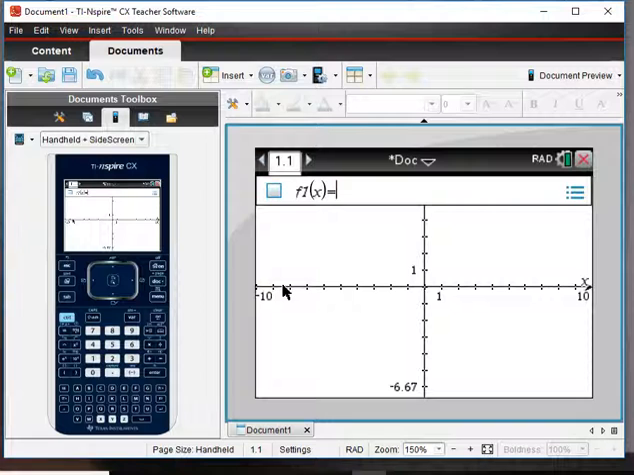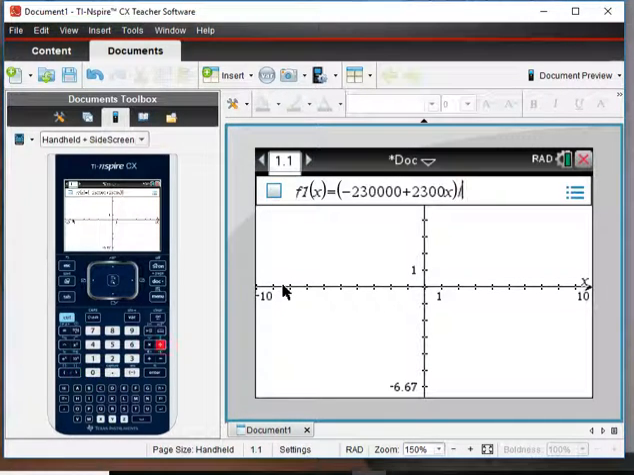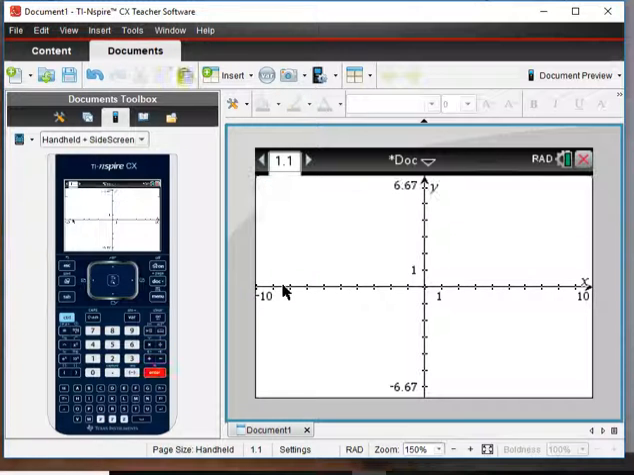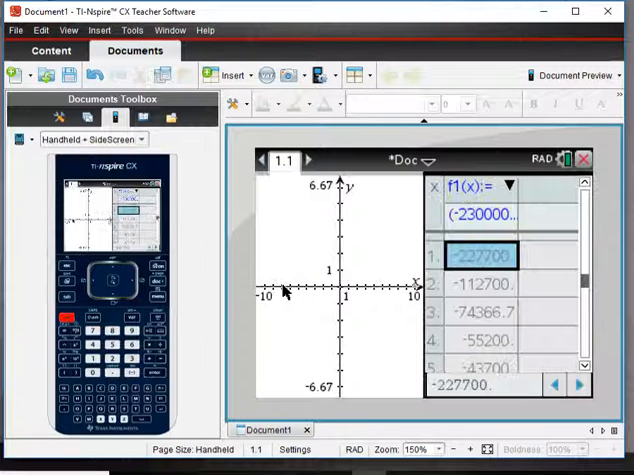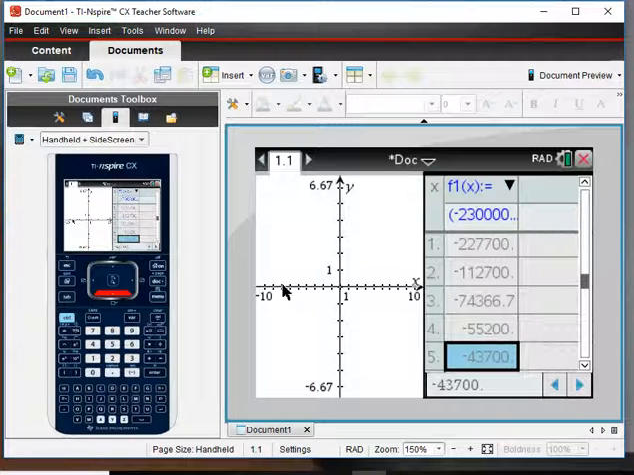So we're going to have in parentheses negative 230,000. Make sure you have enough zeros. Plus 2,300 x. And all of that is divided by x. And then we're going to hit enter to graph. And it's a very graph that's way off the beaten path. We're going to hit Control T, and we're going to see when this negative number gets above 0.